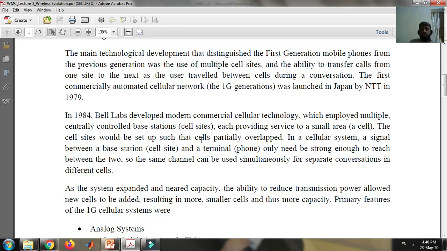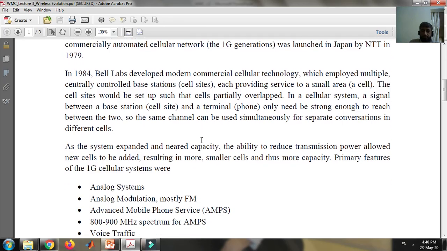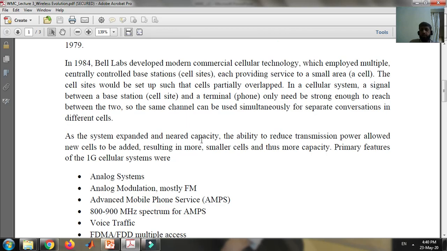So this evolution of the concept of cellular system sparked the development of wireless technologies, and rapid growth of subscribers in the system.